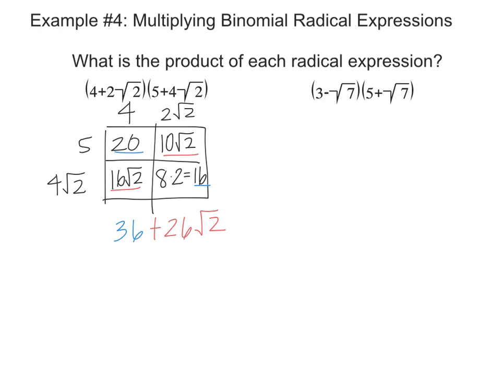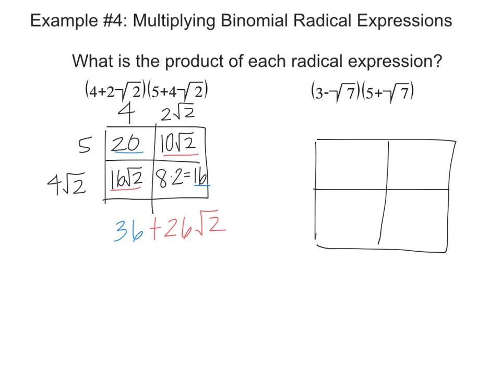All right, let's do a box for the second one. So that's 3 and negative square root of 7. And this is 5 and square root of 7. So 5 times 3 is 15. This will give us 3 square root of 7. This will give us negative 5 square root of 7.